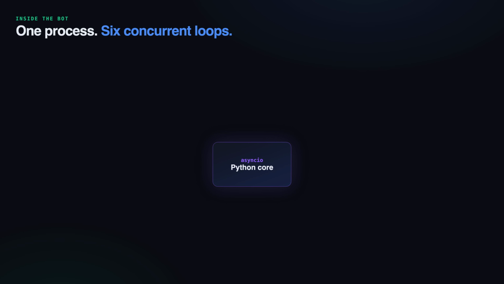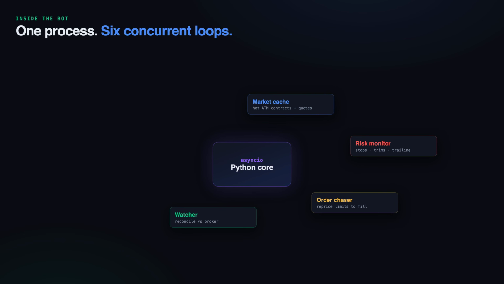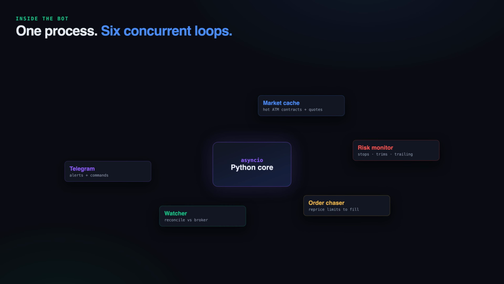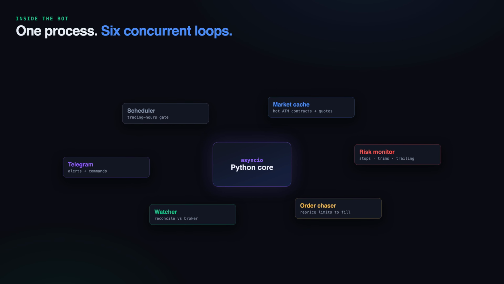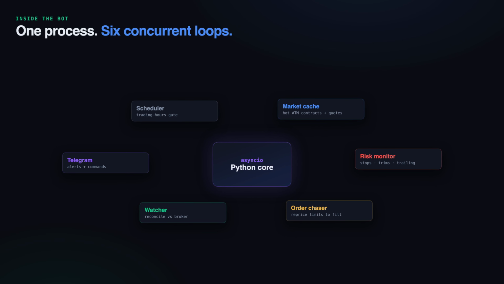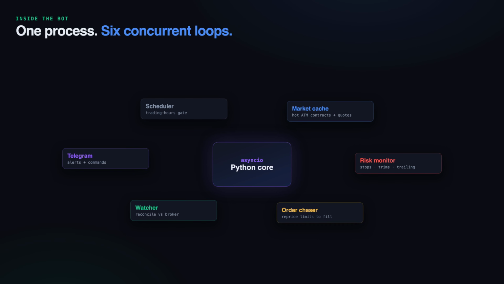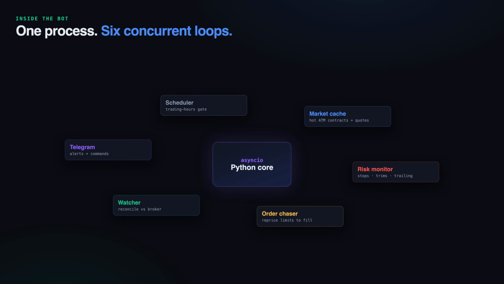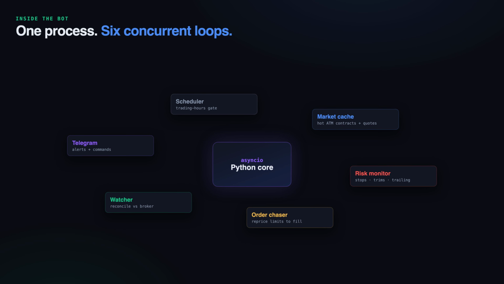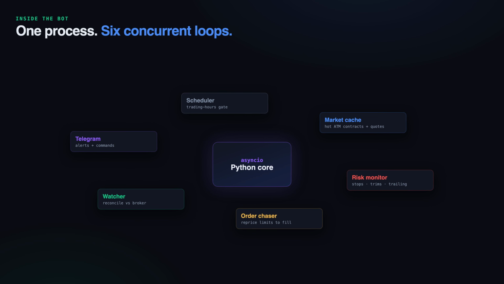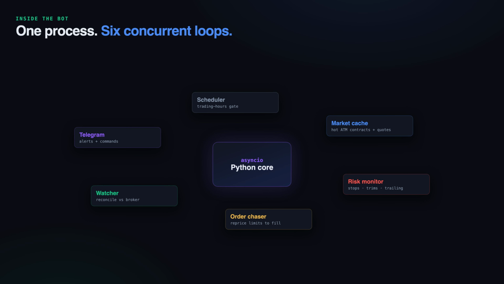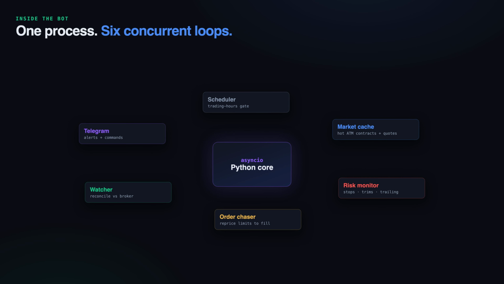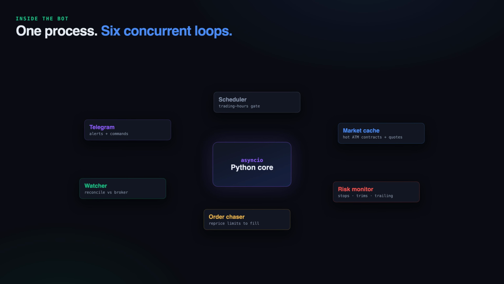The bot is a single asynchronous Python process, but inside it, 6 background loops run concurrently. The market cache keeping codes and contracts hot. The risk monitor watching every open position. The order chaser working limit orders to a fill. The watcher reconciling against the broker. The Telegram worker pushing alerts. And the scheduler enforcing trading hours. All supervised, all restart safe.